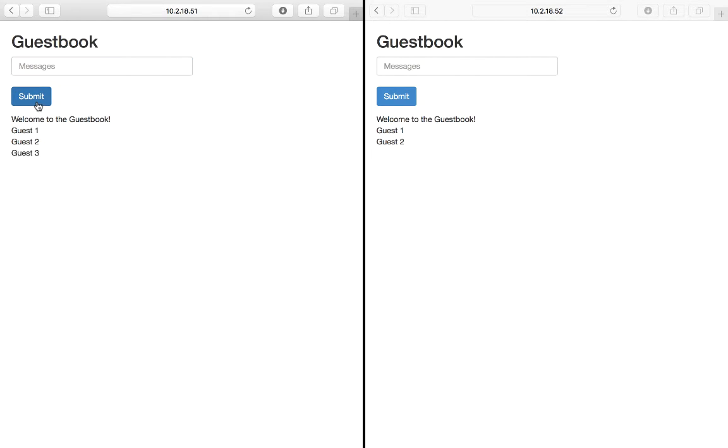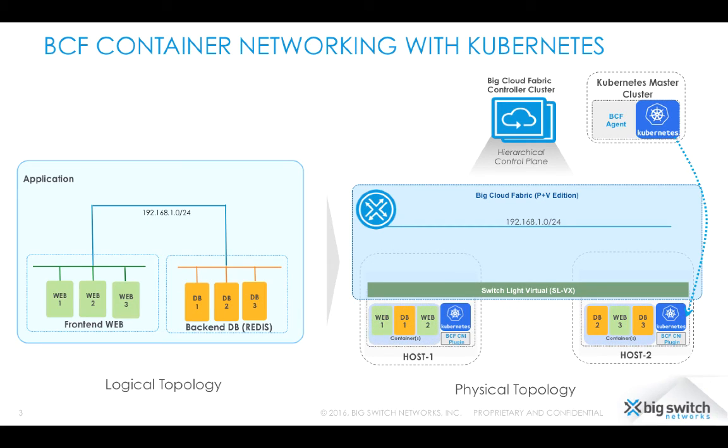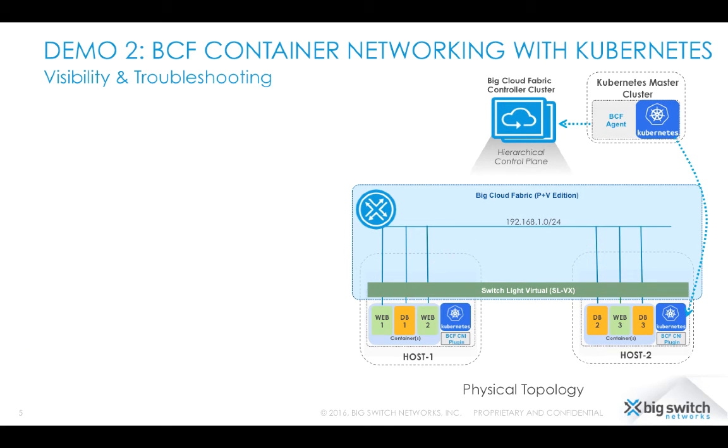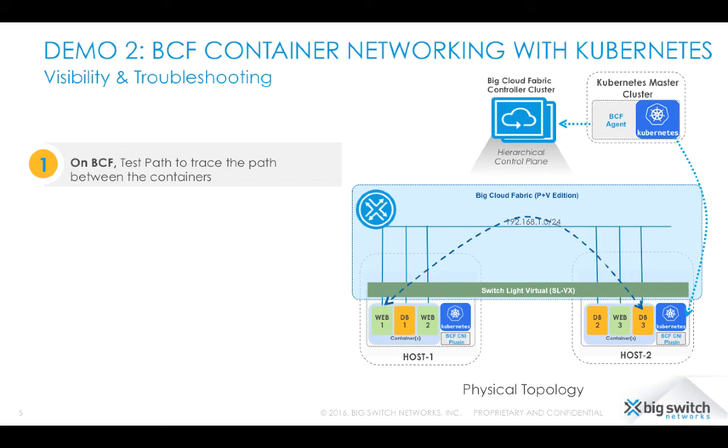From the networking side, the application traffic between front end and back end is forwarded by BCF P+V fabric on the given segment. This is how the Big Cloud Fabric P+V solution with Kubernetes integration enables container networking. Let's look into the visibility and troubleshooting aspect of Kubernetes container networking using Big Cloud Fabric.